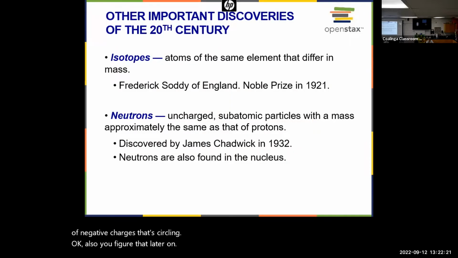Okay, so the next thing I want to talk about is isotopes. Isotopes, the basic definition, is the same atom but a different mass. Okay, same atom but a different mass. So for instance, we have carbon-12, right?